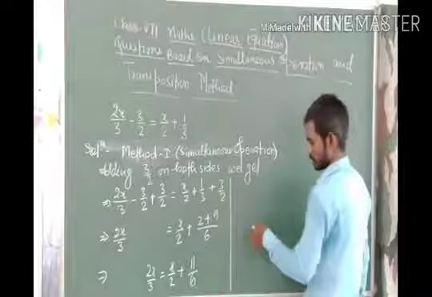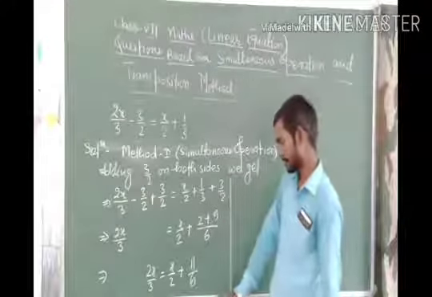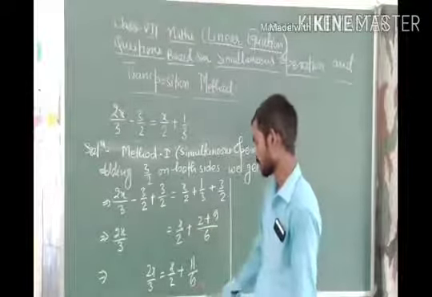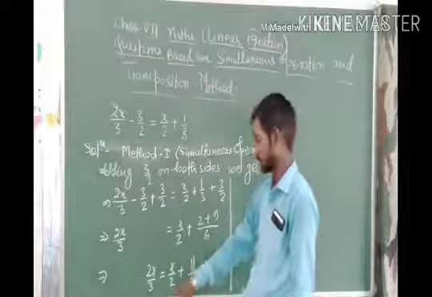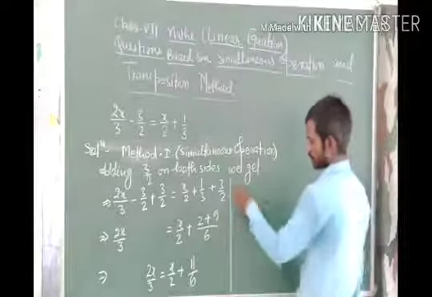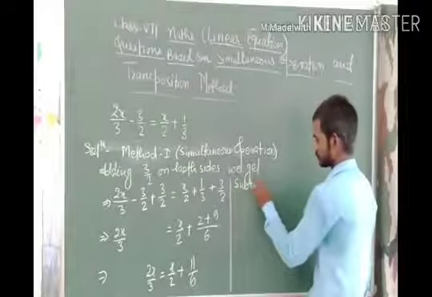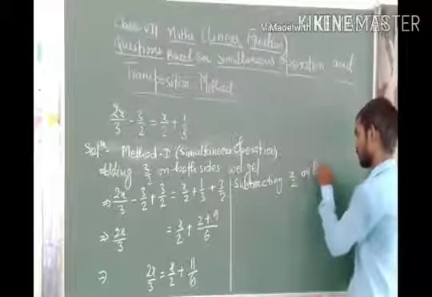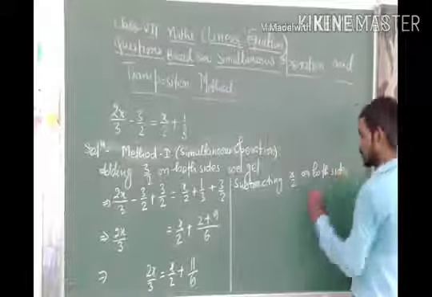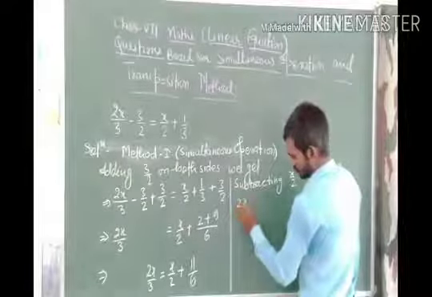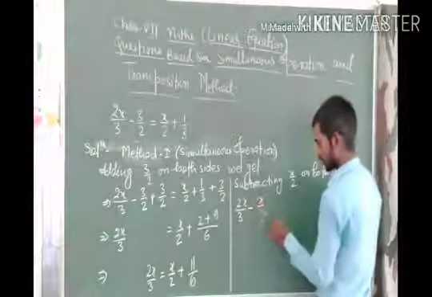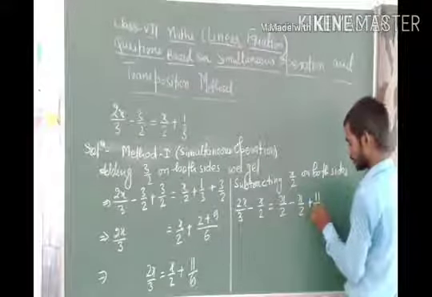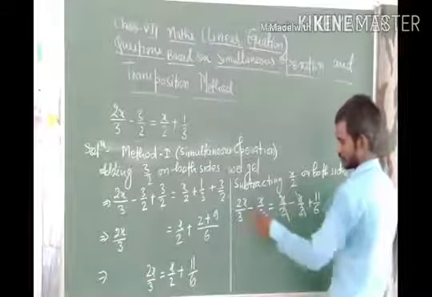Again we can see that both the left hand side and the right hand side have variable quantity. So from the right hand side, we remove this variable quantity by this method. Here we subtract x upon 2 on both sides. We have 2x upon 3 minus x upon 2 is equal to x upon 2 minus x upon 2 plus 11 upon 6. This cancels out and it will be subtracted.